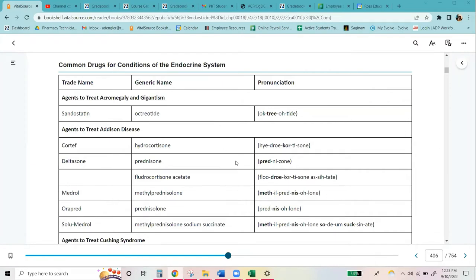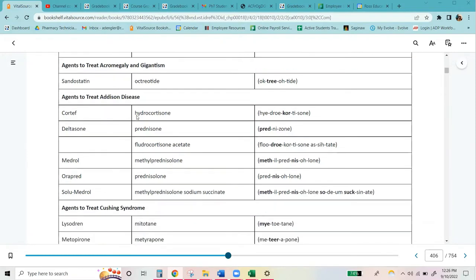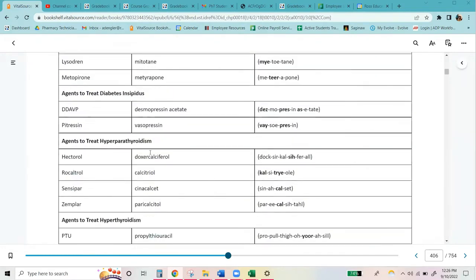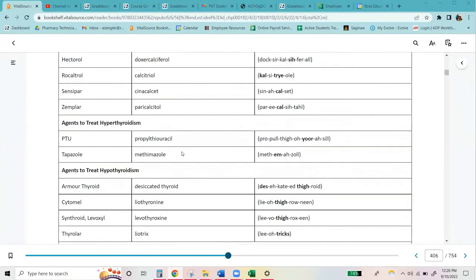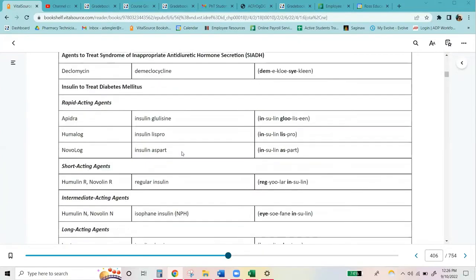In the beginning of the chapter, we have the common drugs for conditions of the endocrine system. This is a really great chart because it has the pronunciation of the generic names, which are the hard ones to say. We will talk more about these drugs throughout this chapter. This is a really great chart to kind of indicate the most common drugs for the endocrine system.